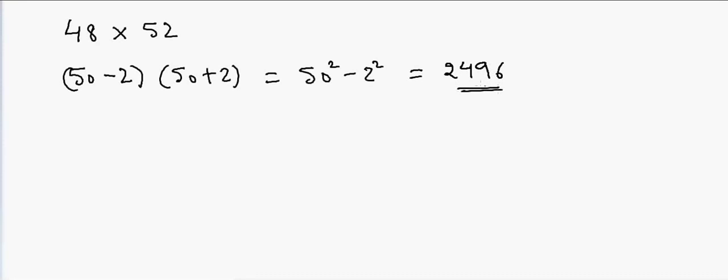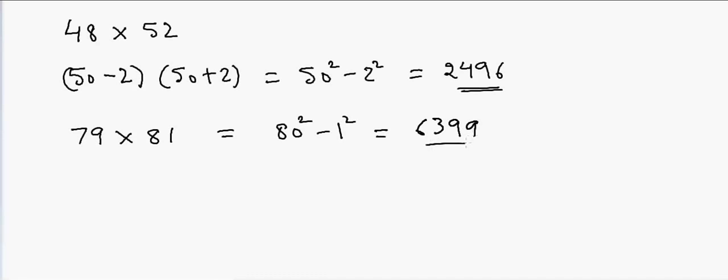2496, right? Same way, suppose I have to do 79 into 81, so the answer will be equal to 80 square minus 1 square, so this will be equal to 6399. Suppose we have to do it again, like 15 into 17. In that case it will be equal to 16 square minus 1 square, that's equal to 255.